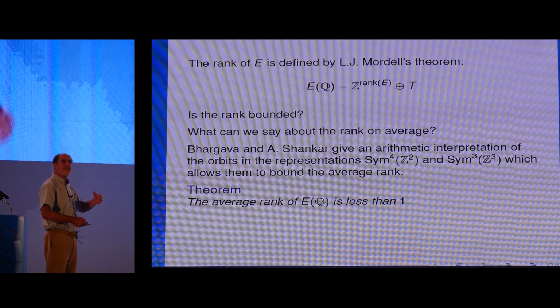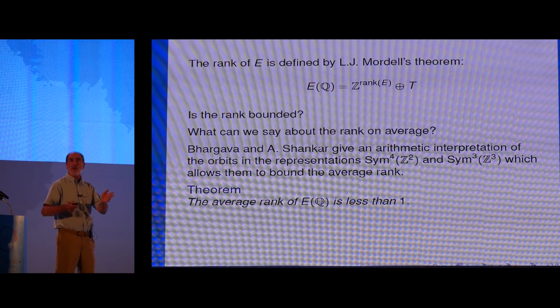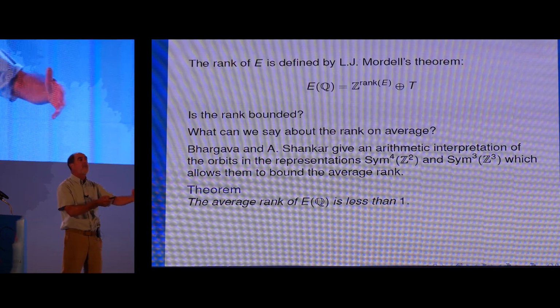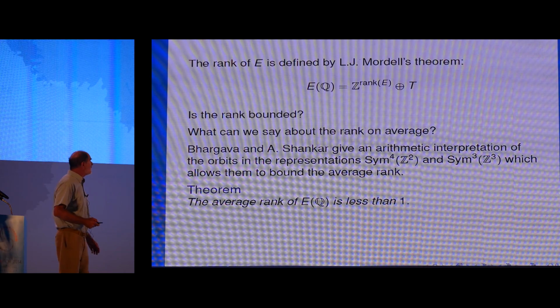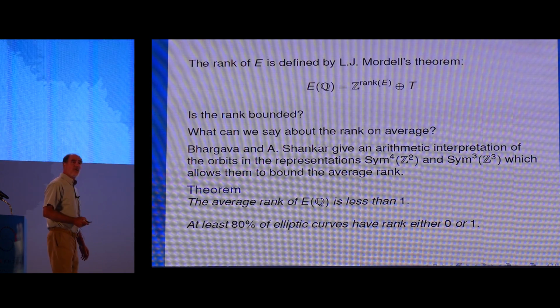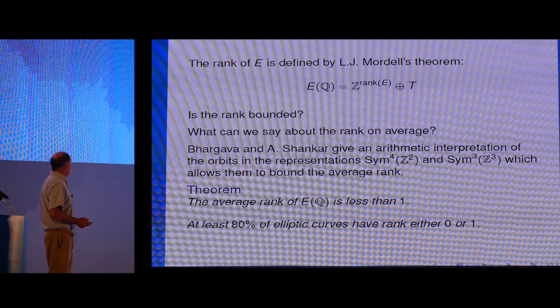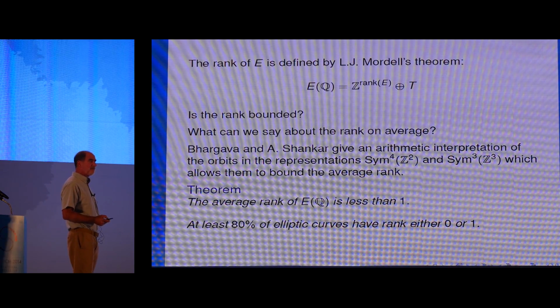And they prove stronger than this, namely a positive proportion have rank 0, so have only finitely many points, and a positive proportion have rank 1, so have an infinite number of points. And they also prove that at least 80% have rank either 0 or 1.